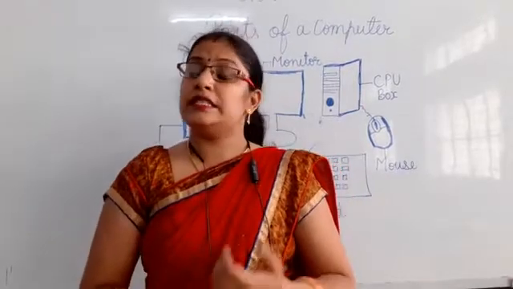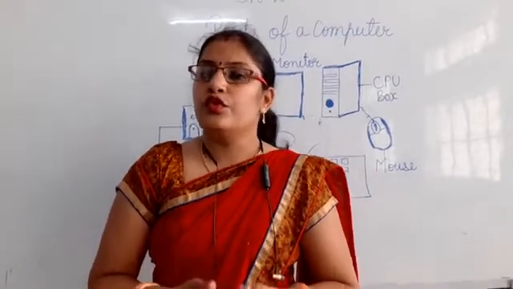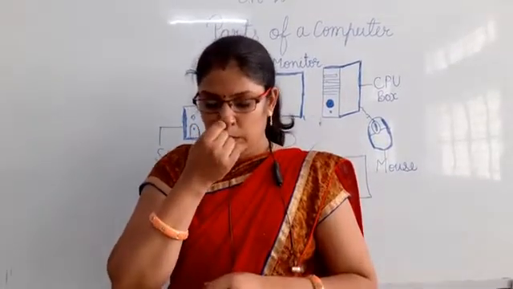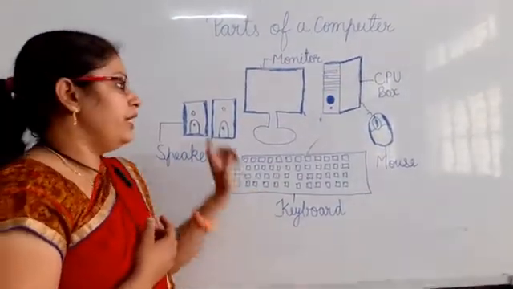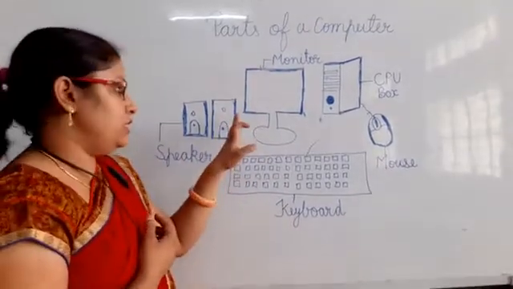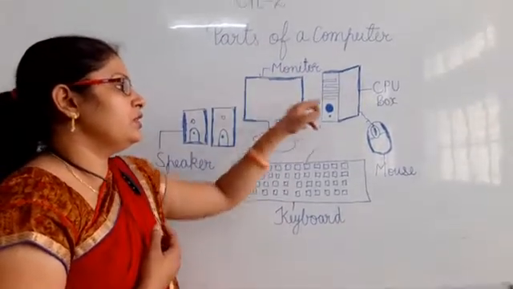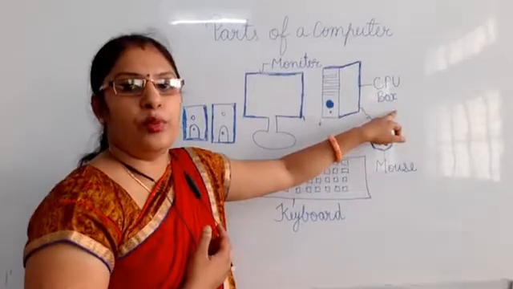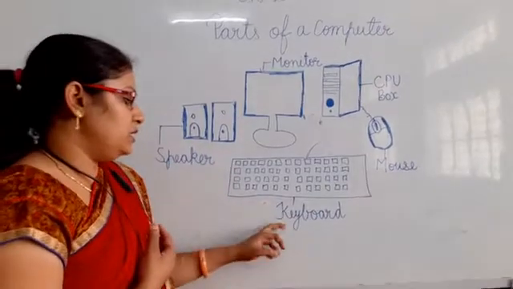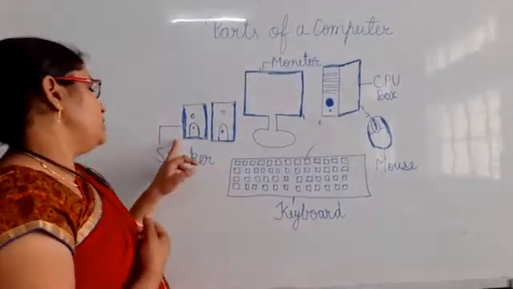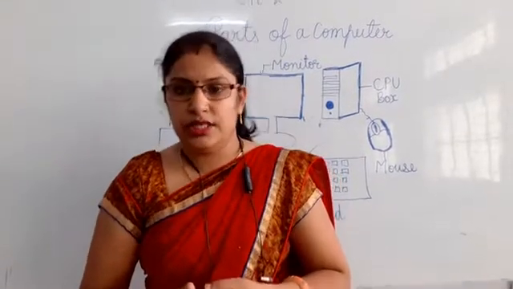Let's learn what are the parts of the computer and what work they have to do. First, we will learn about the monitor. See, this is the picture of a computer. Each computer has different parts. This is called monitor. This is called CPU box. This is mouse. This is keyboard. This is speaker.